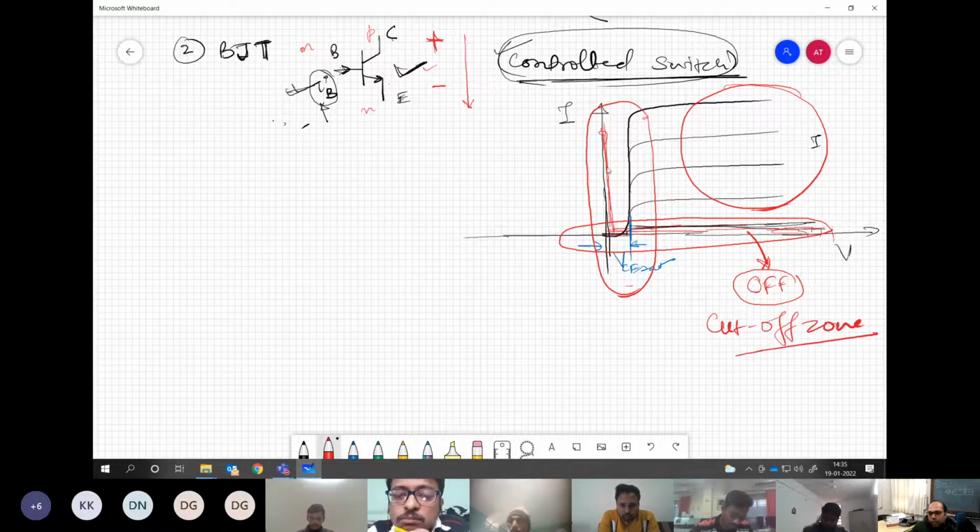We have another zone over here where we have very small voltage across the device, but the current can be a very high value. So this corresponds to the on state of the device, and this is also known as the saturation zone.